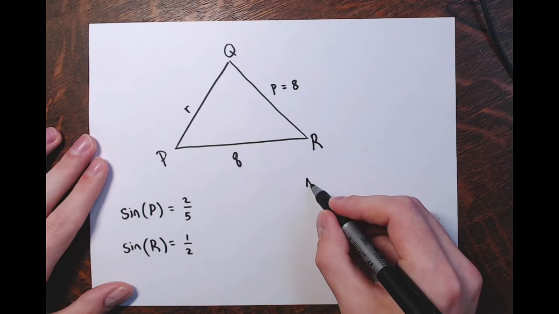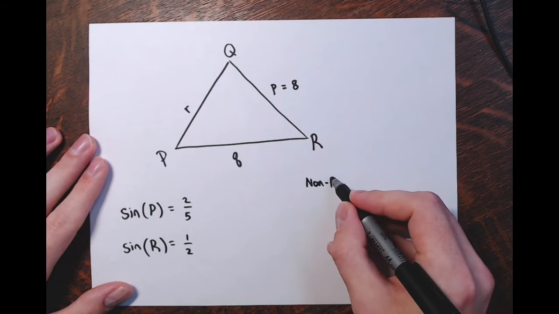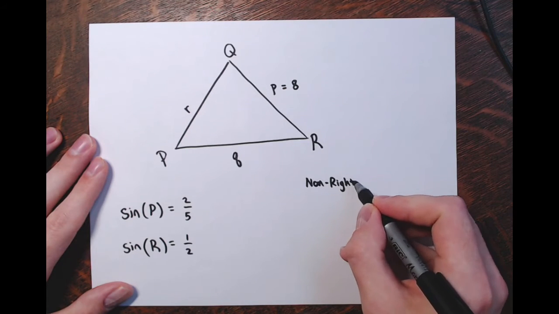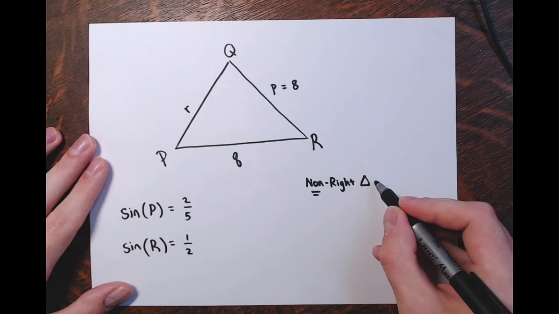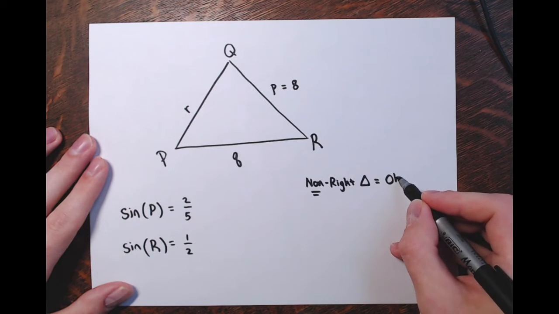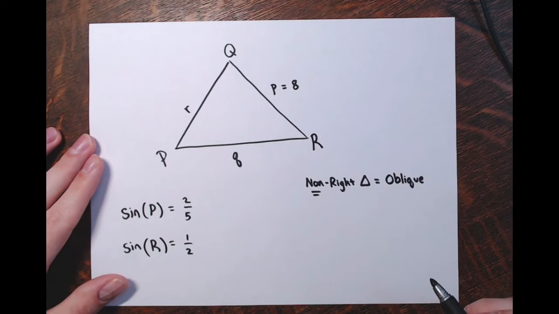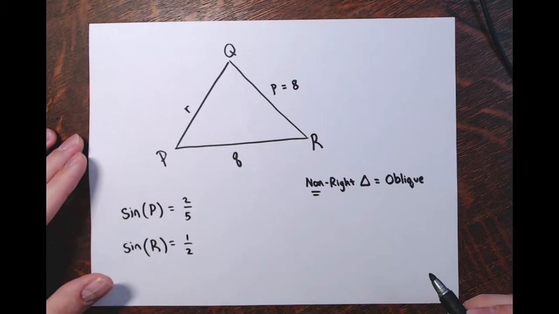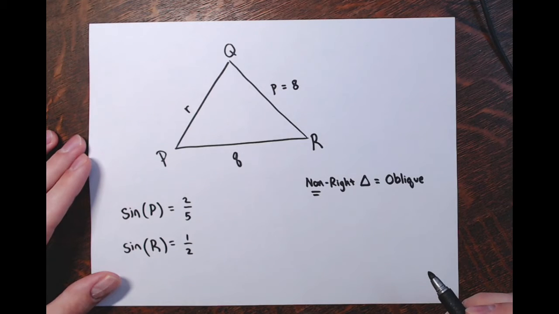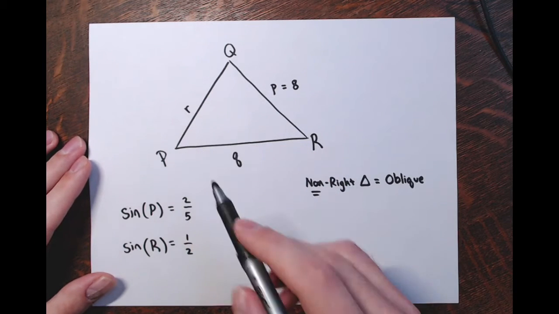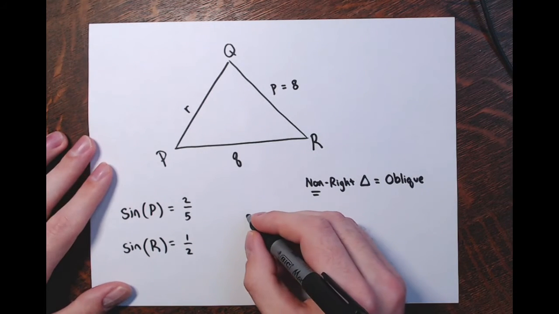Again, I'll write this out. A non-right triangle is called an oblique triangle. And what we're asked to find here is side r, using the law of sines.